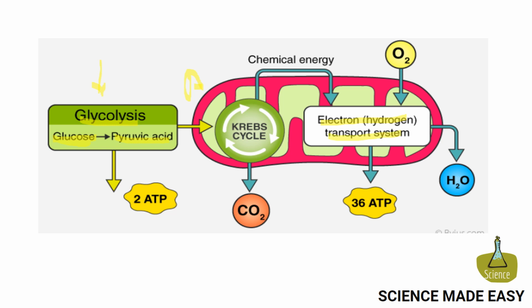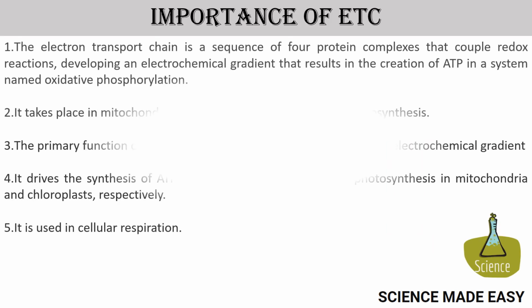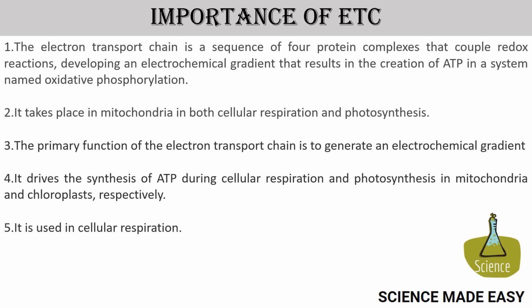and the next process, that is the electron transport system, which is carried out in the intermembrane space and the inner mitochondrial membrane, gives out 36 ATP molecules. And here the oxygen molecule, the final electron acceptor in complex 4, is converted into the water molecule. So this is how the whole process of cellular respiration is completed through the electron transport chain. Now, what is the importance of the electron transport chain?